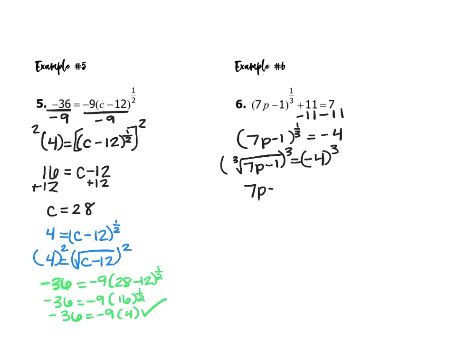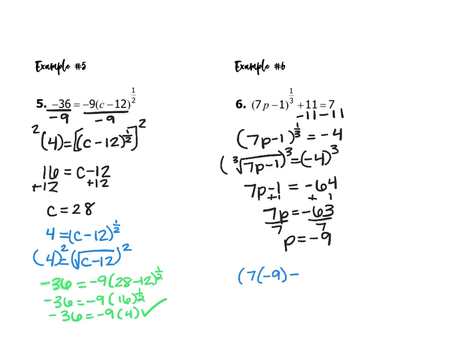So 7p minus 1 equals negative 64. Add that 1 to both sides, and 7p equals negative 63. Divide by 7, and p equals negative 9. And when I go back through and check my work by plugging it in as 7 times negative 9 minus 1 raised to the 1/3 plus 11 equals 7, it works out.